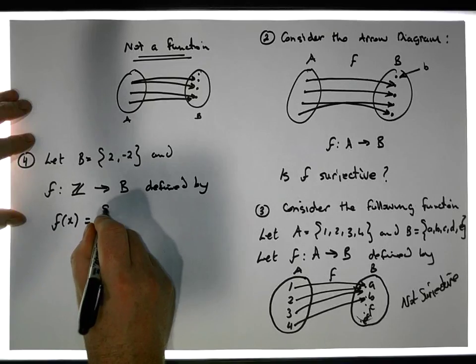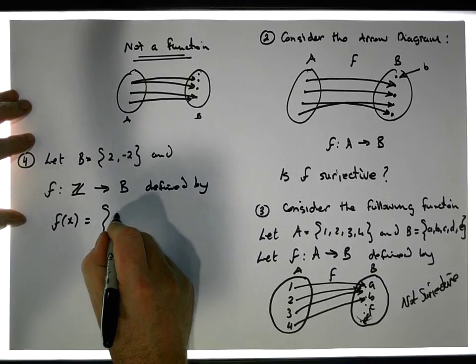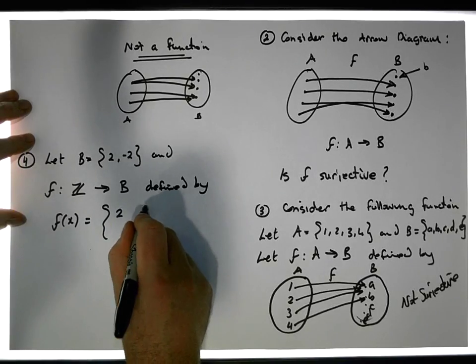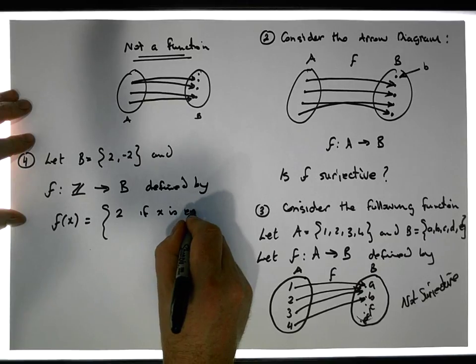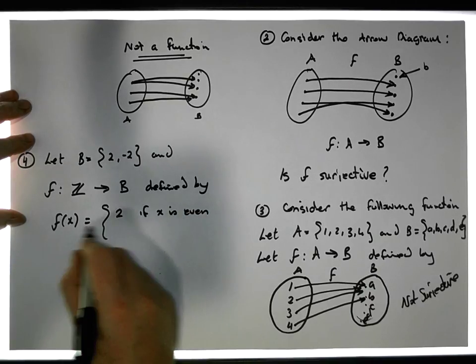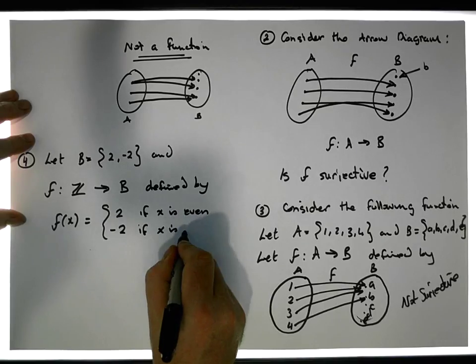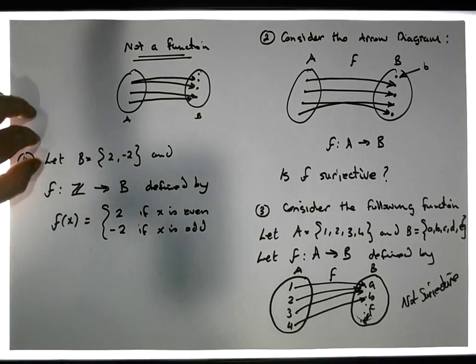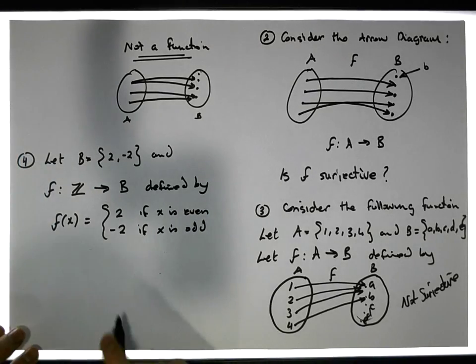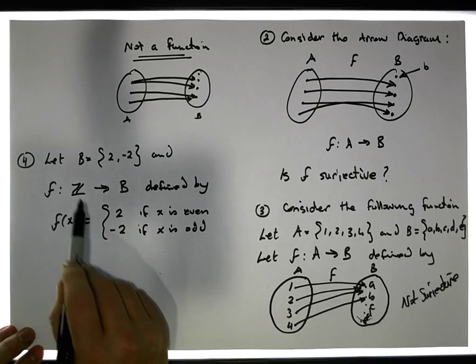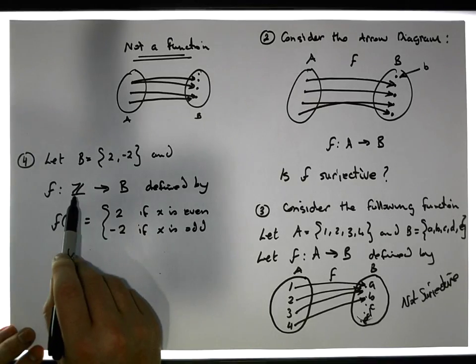F of x is equal to 2 if x is even. F of x is equal to minus 2 if x is not even, or if x is odd. The important point to make here is that what we have is a mapping from Z into B.